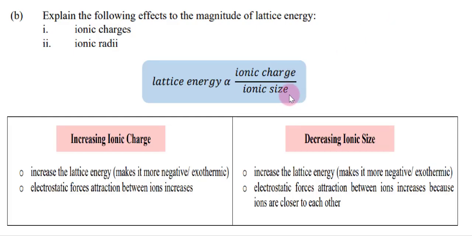So now let's have a look at the effects of the ionic charges and ionic radii on the magnitudes of the lattice energy. Basically, lattice energy is directly proportional to the ionic charge and inversely proportional to the ionic size. As the ionic charge increases, lattice energy also increases, while as the ionic size decreases, the magnitude of the lattice energy increases.